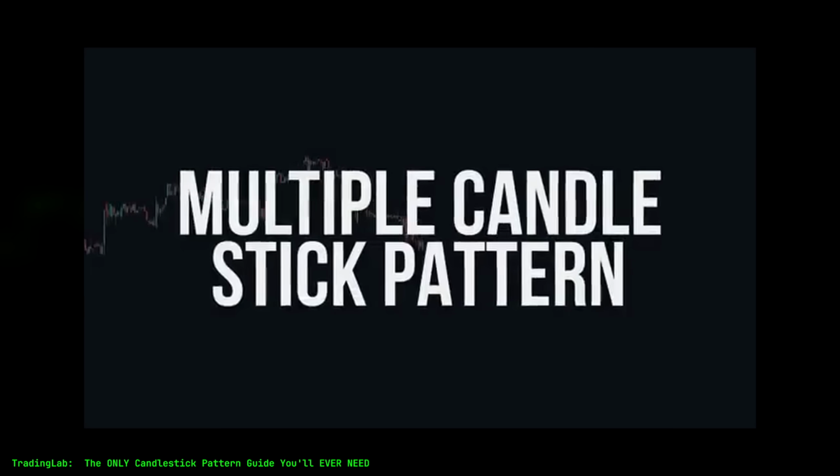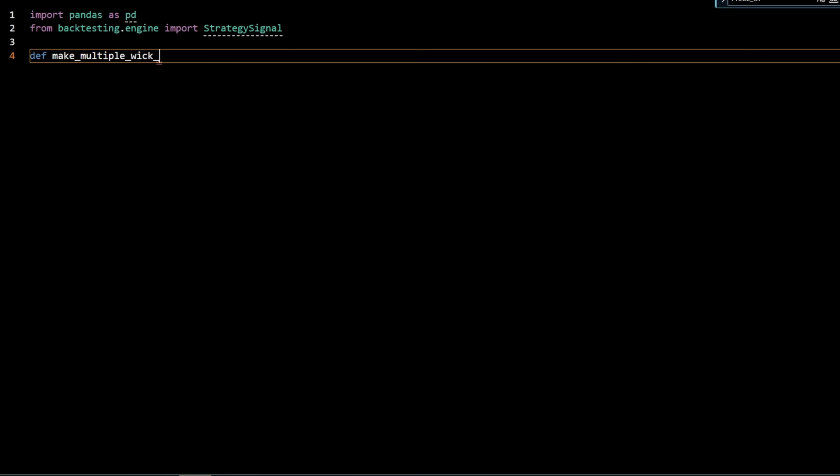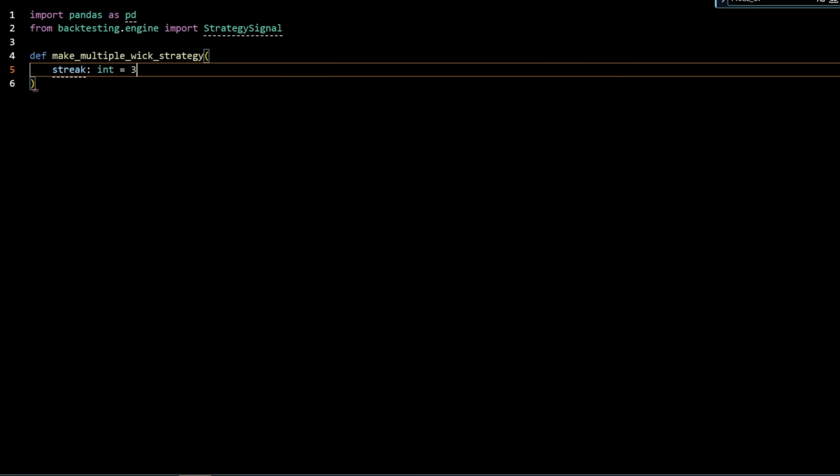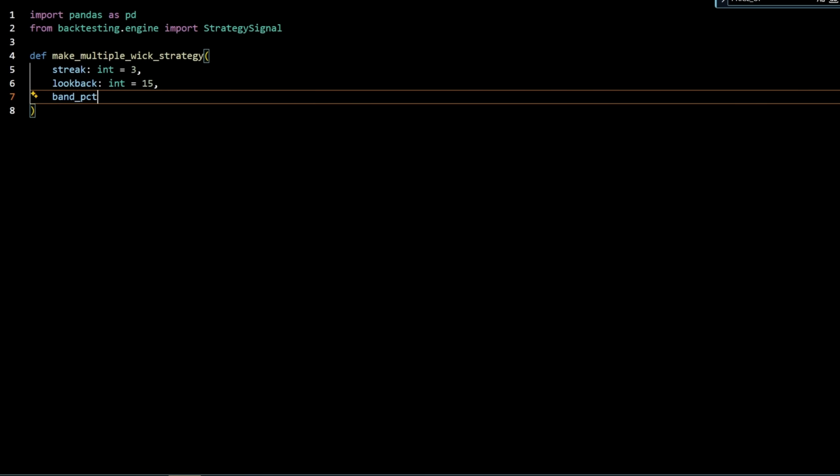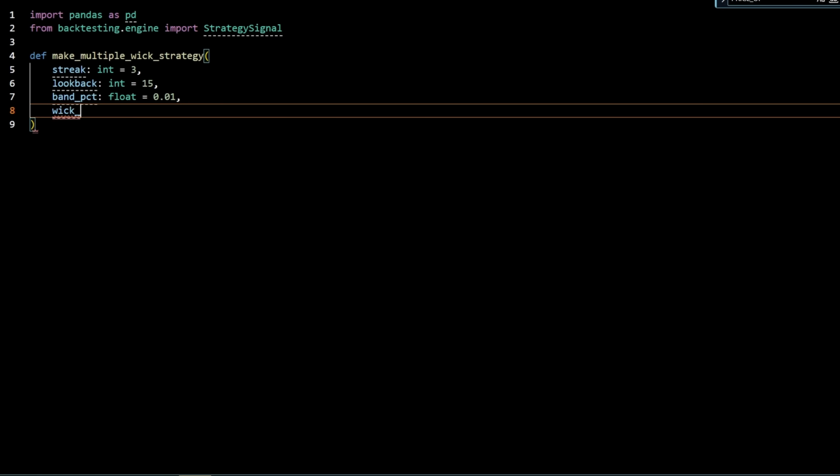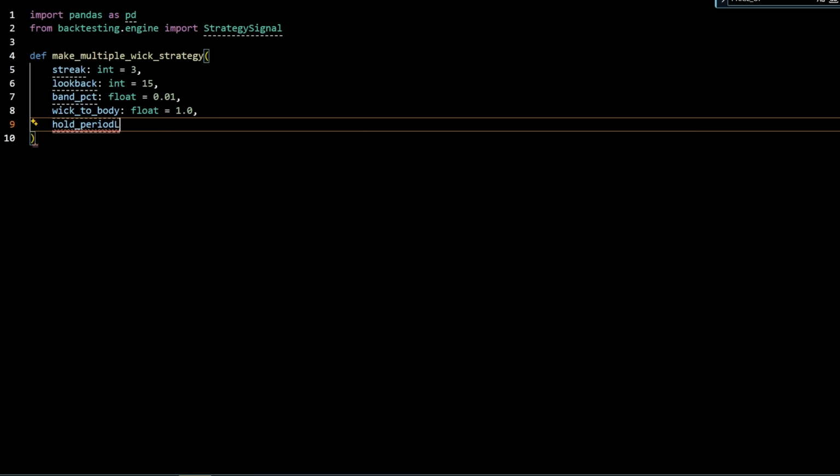Next, we have the multiple candlestick pattern. All it is when you have 3 or more candles that have wicks going one direction. The idea is simple. If you see 3 or more candles with wicks pointing in the same direction, it's taken as evidence that price is being rejected at that level.